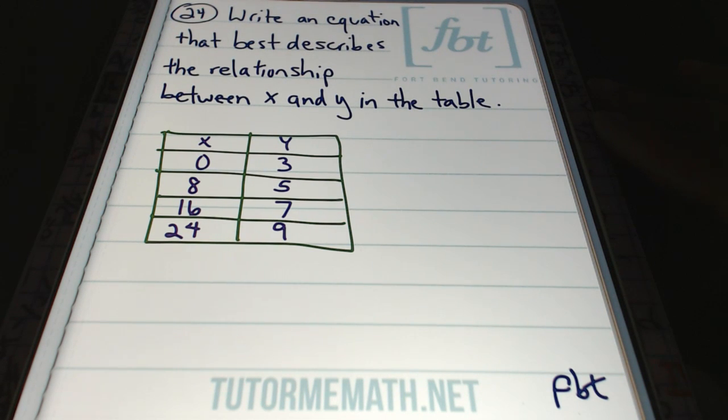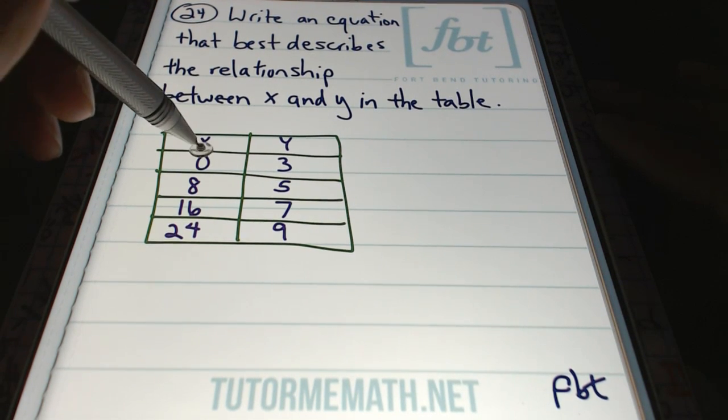For number 24, guys, they ask us to write an equation that best describes the relationship between x and y in the table. So notice that we have our input values, our x values here, and our y values, the output values. And one of the values that they gave us is the y-intercept.